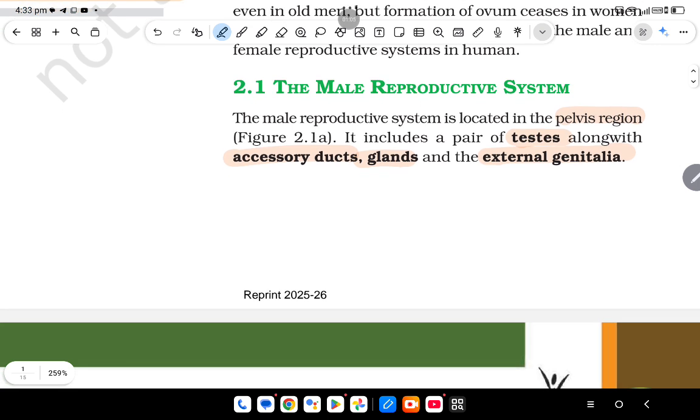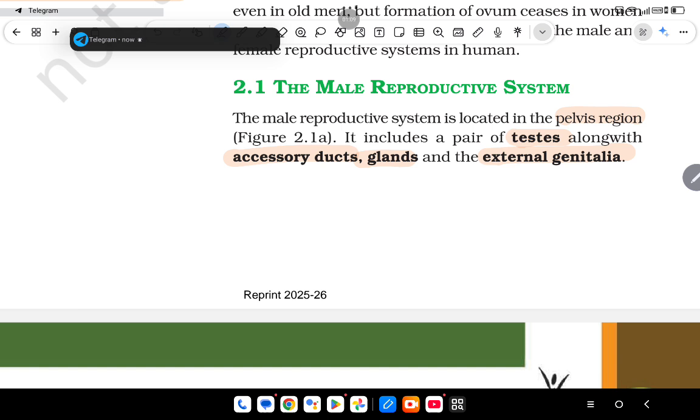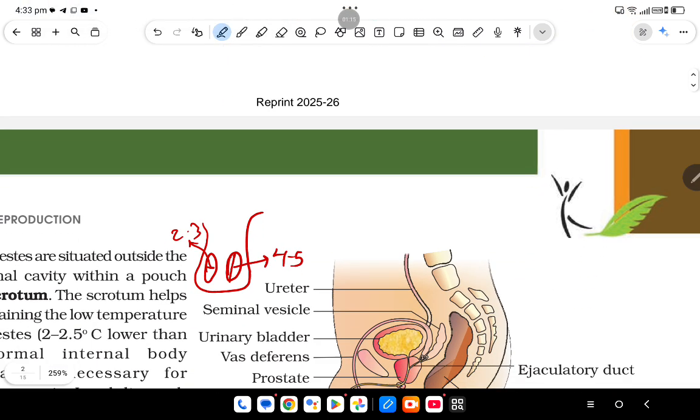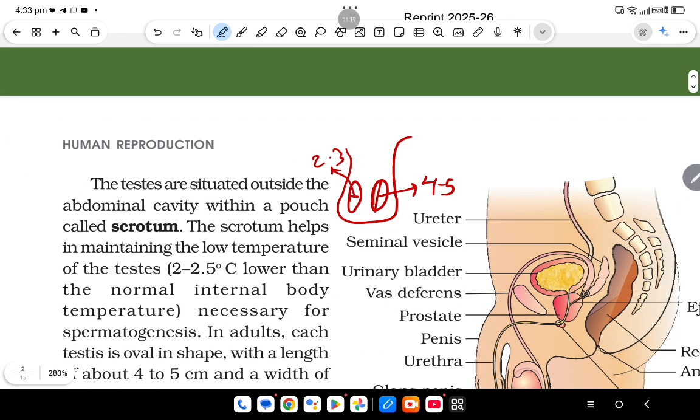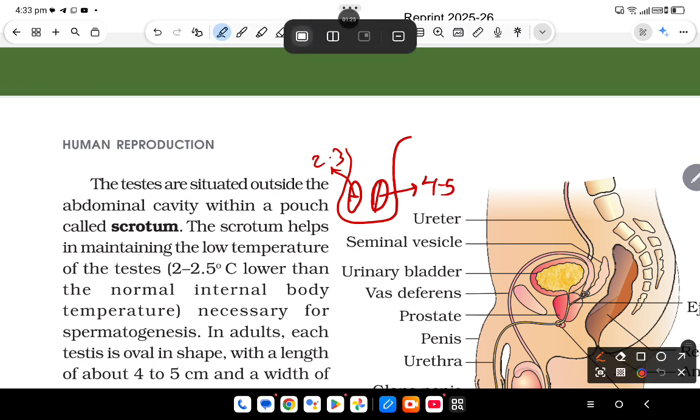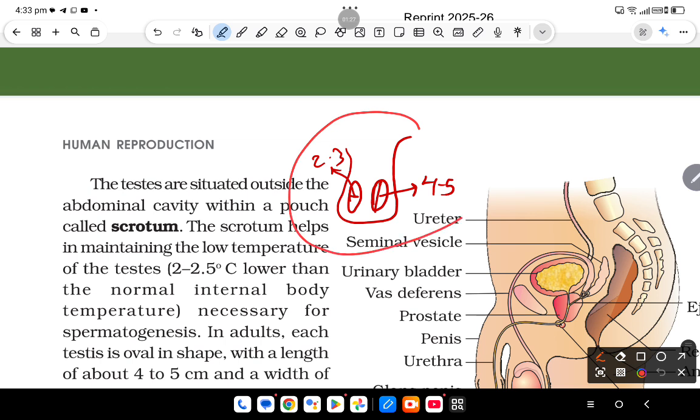The male reproductive system is present in the pelvis and includes the testis, accessory ducts, accessory glands, external genitalia, and gonads. Testis is the primary sex organ, where sperm and androgen are produced. You can see here it is 4 to 5 cm in length, and the width is 2 to 3 cm.